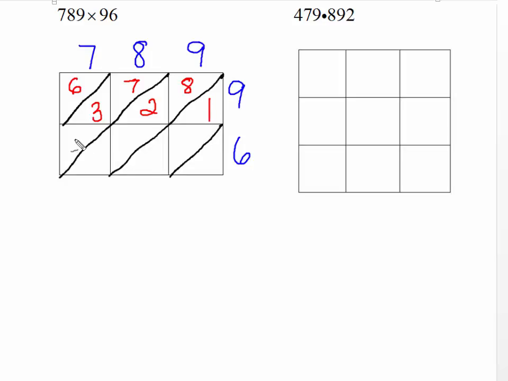Now I have to fill in the next row of the grid. In this box, I have 7 above it and 6 to the side. So 7 multiplied by 6 is 42. In this box, I've got 8 and 6, so it's going to be 48, which is my 8 times 6. And then I've got 9 times 6 in this box, which is 54.